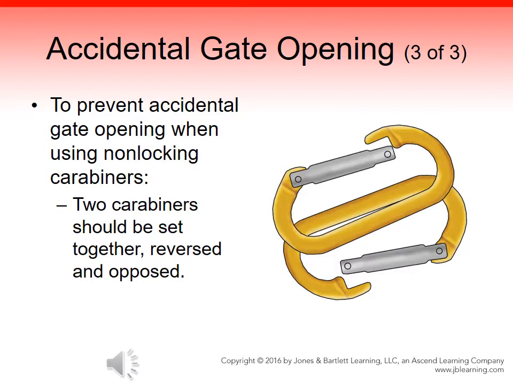However, if you have no other choice, when using non-locking carabiners, two carabiners should be set together, reversed, and opposed to prevent the gate from accidentally opening. In other words, the pair of carabiners should be set with their gates reversed to one another and their tops and bottoms opposed to one another. Together, reversed, opposed.